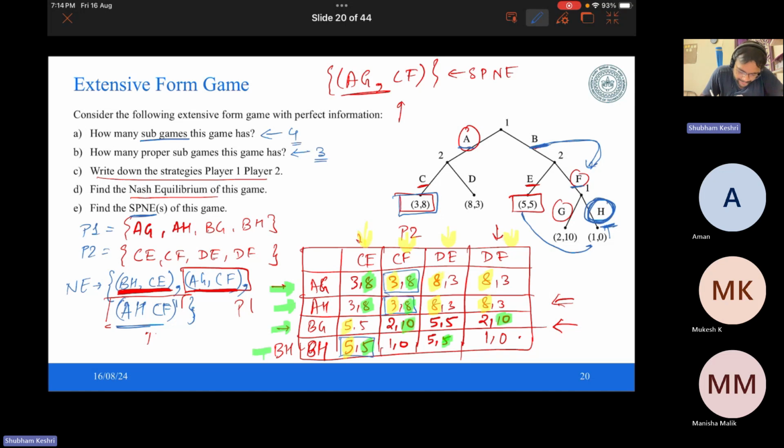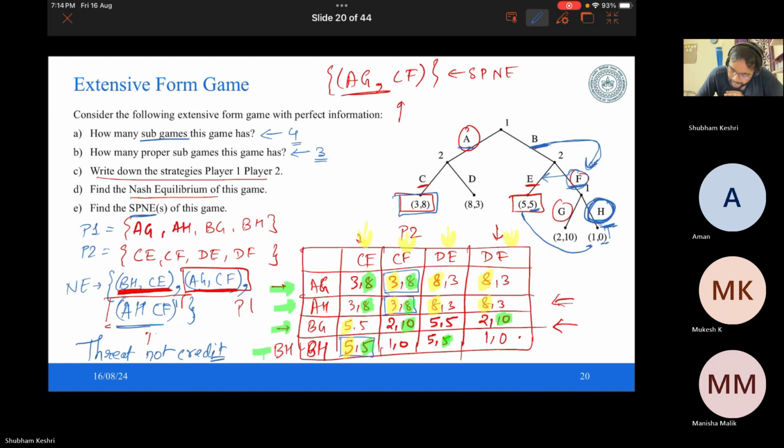Right. So I'm saying player 1 is giving a threat to player 2. He's saying, if you play F, I will play H, and your utility will come from 5 to 0. But in that case, he is forcing player 2 to play E instead of F. But this threat is not credible. If the utilities are changed, this threat may become credible.